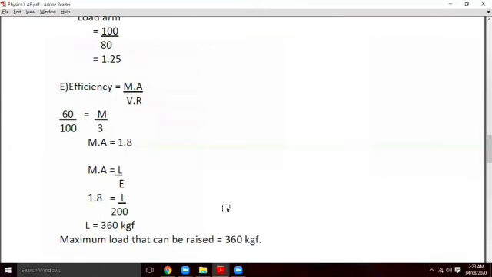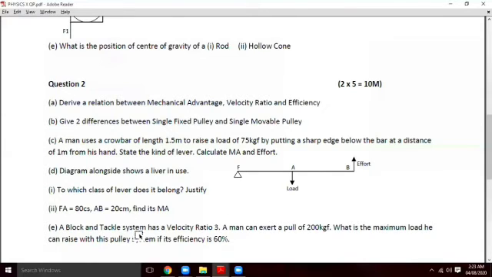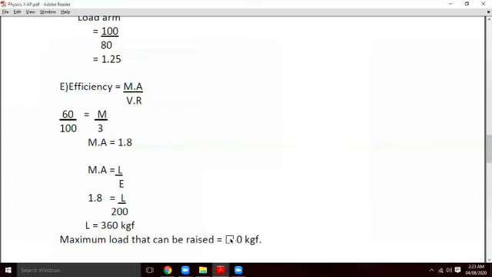Now coming to the question number E of main question number 2, we need to calculate what is the maximum load he can raise given the efficiency. So here we know efficiency is equal to mechanical advantage upon velocity ratio. Efficiency is given in terms of percentage, so write 60 upon 100. Because it's given 60%. So 60 upon 100. Velocity ratio given to us is 3. So we need to find the mechanical advantage using this formula, which works out to be 1.8.